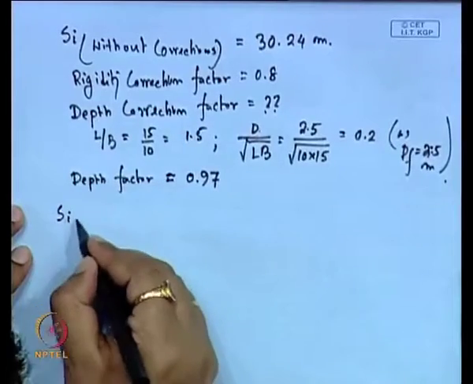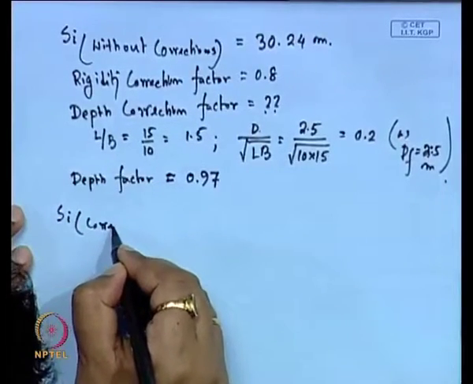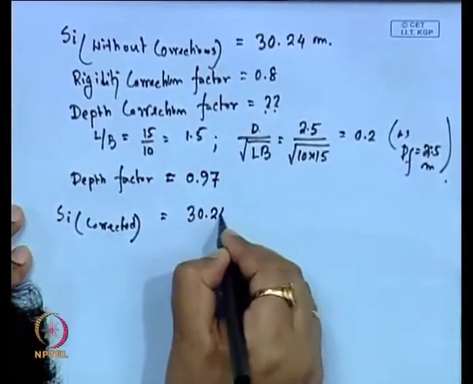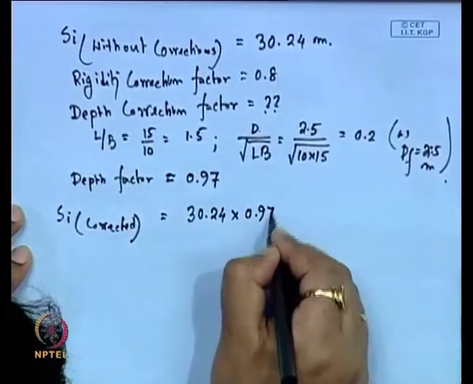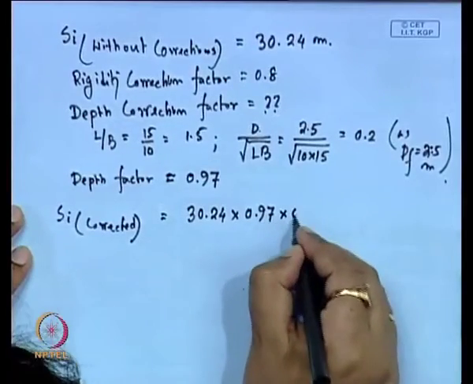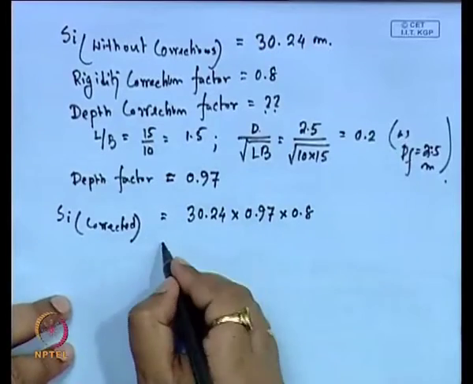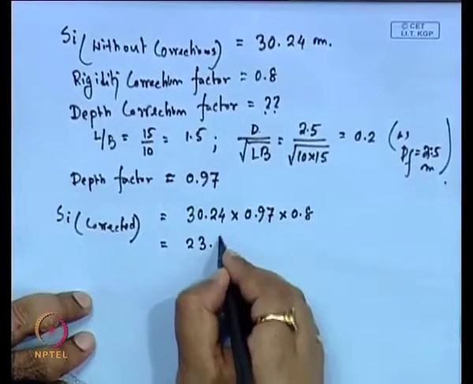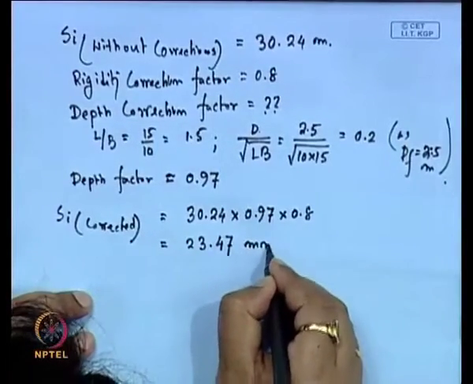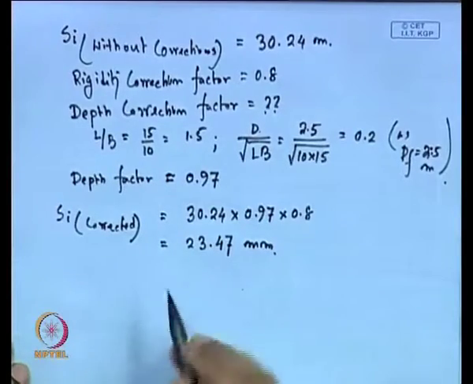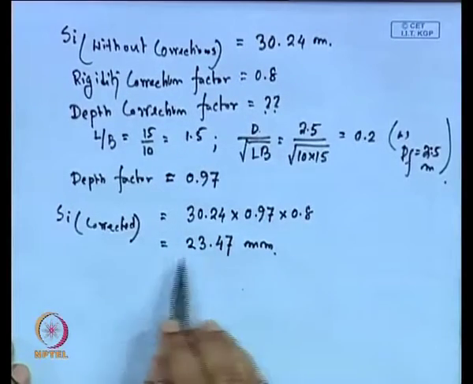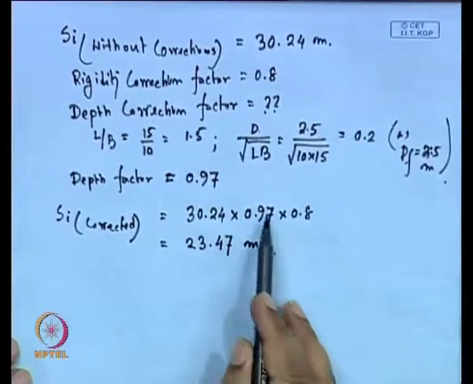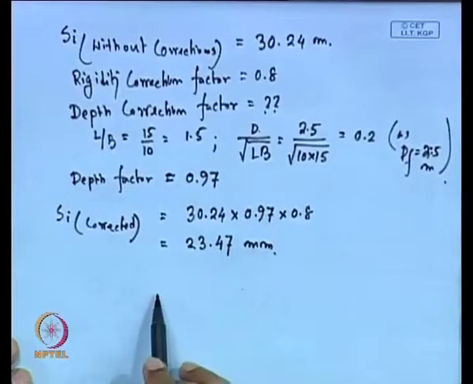So, Si corrected would be 30.24, then 0.97 for the depth correction and 0.8 for the rigidity correction. So, this value is coming out to be 23.47 millimeter. So, 23.47 millimeter is the corrected immediate settlement value after we correct the depth factor and the rigidity factor.